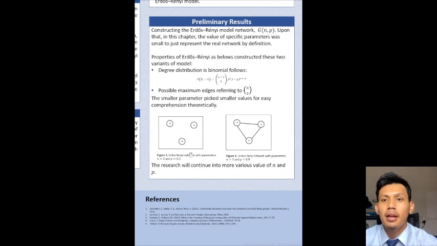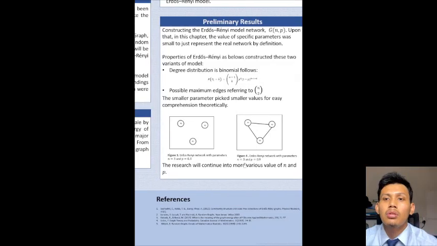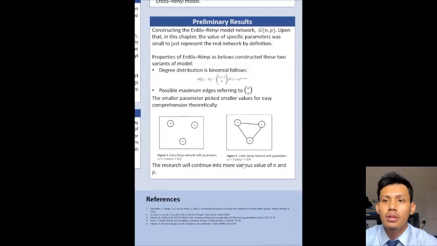Upon that, we managed to construct these two graphs: one with n equal to 3 and p equal to 0.3, and the other also with n equal to 3 but p equal to 0.9. The research will continue with more various values of n and p.